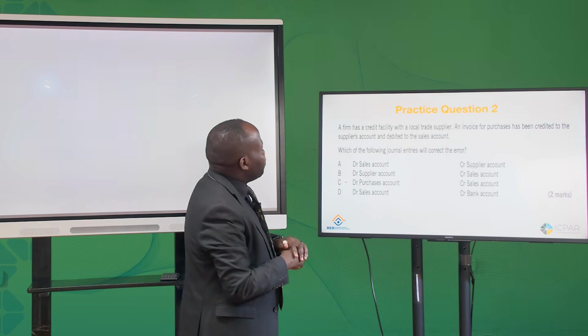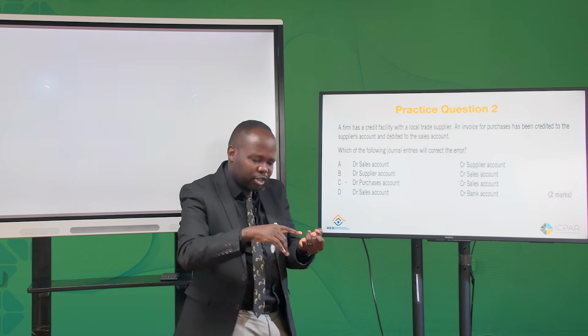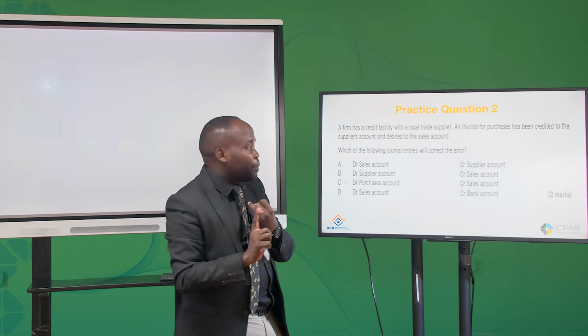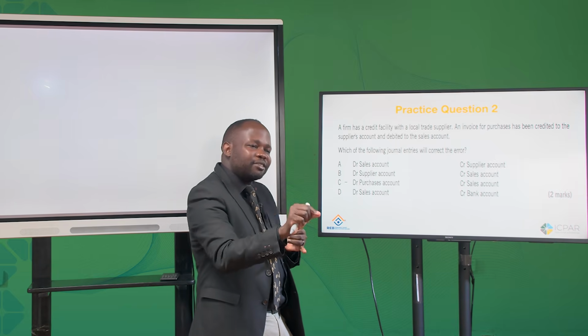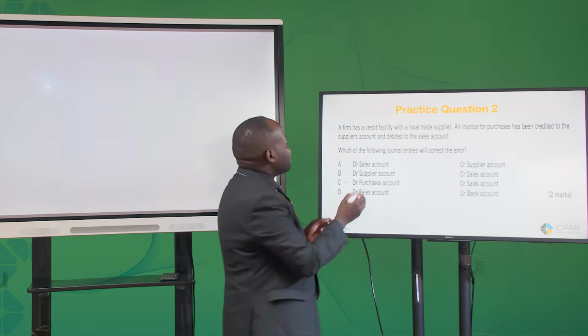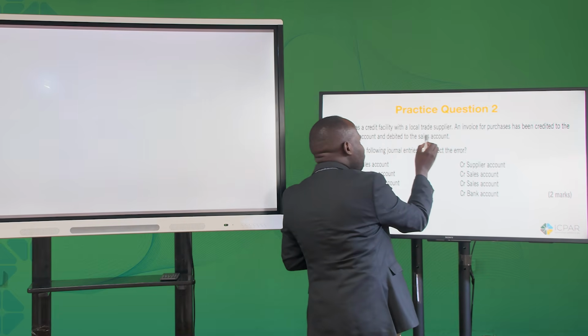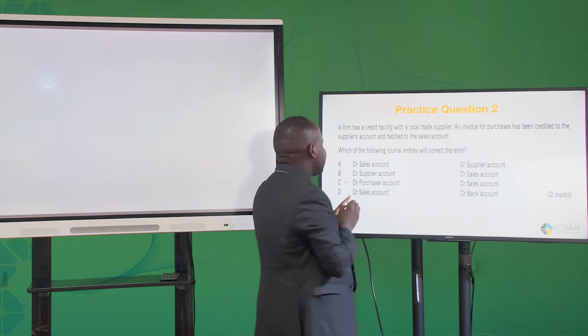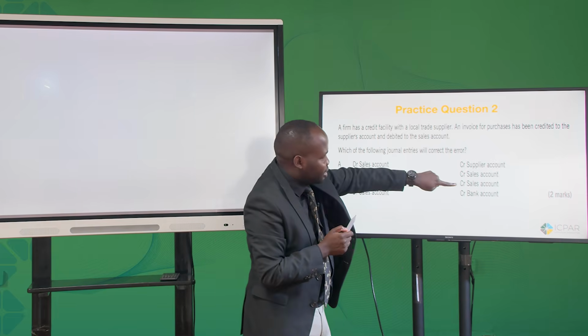So which one of the following journal entries will correct this error? In this case, we must post the correct entry, which is to debit purchases. And you will now correct the mistake that was made in the sales account. Sales account will be debited, so we will remove the sales by crediting the sales. So you will debit purchases and credit sales.